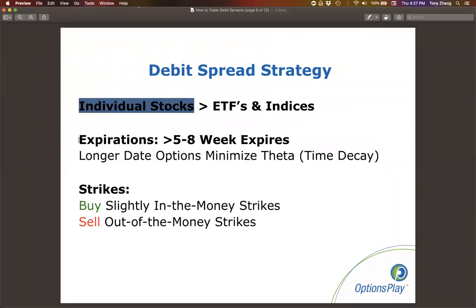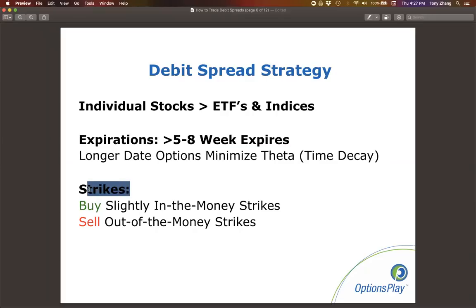Next, for expiration dates, when you're picking expiration dates for debit spreads, you generally want to pick expiries that are at least 5 to 8 weeks from expiration, meaning you want to trade longer dated options, because longer dated options will minimize time decay. So for those of you that are familiar with long options having time decay, in order to mitigate that, one of the best ways to do that is to trade longer dated options. And by doing 5 to 8 week options, you're going to have significantly less theta or time decay than if you buy a 2-week option or a 3-week option.